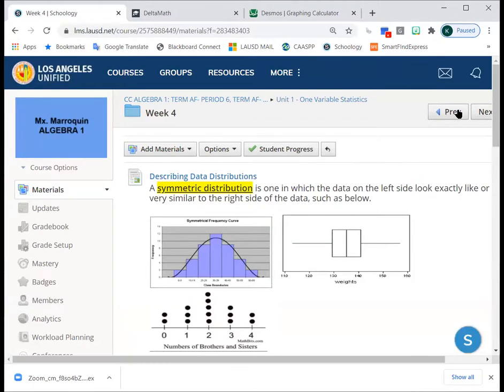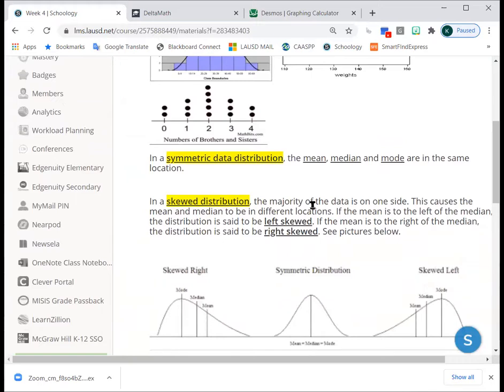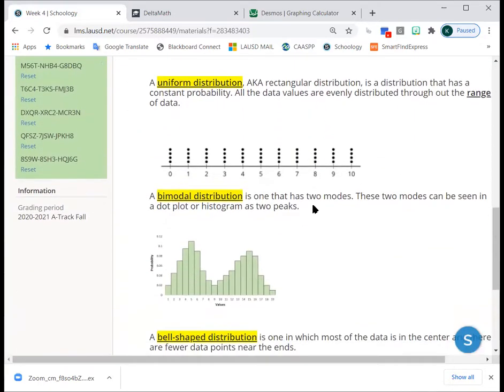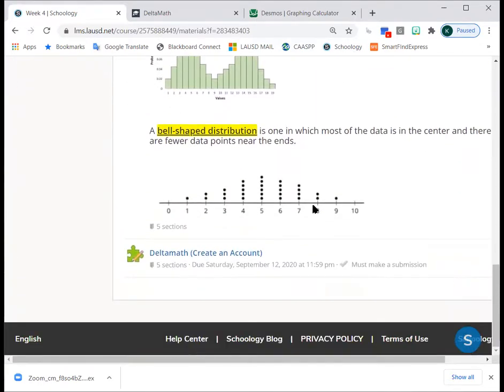Okay, in week 4, we learned about symmetric distributions, skewed distributions, uniform distributions, bimodal distributions, and bell-shaped distributions. And also we created a Delta Math account. If you haven't done that, please do that.